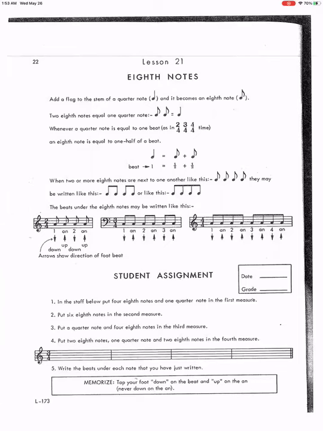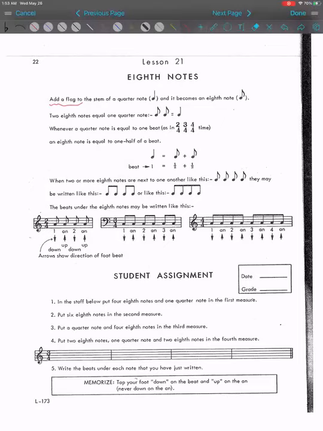This is Master Theory, Book 1, Lesson 21. We're talking about eighth notes today. When you add a flag to the stem of a quarter note, it becomes an eighth note. Eighth notes come in different types, with a different look.